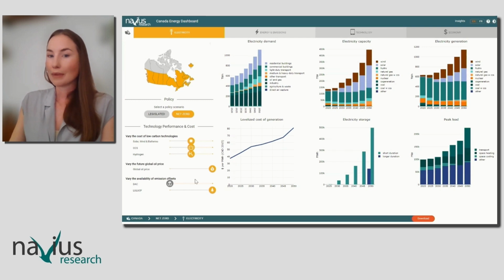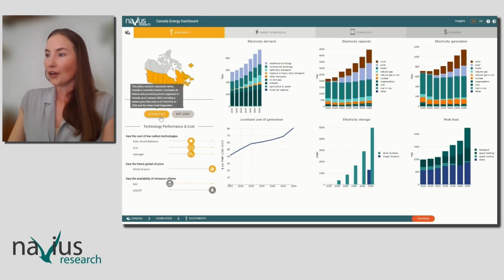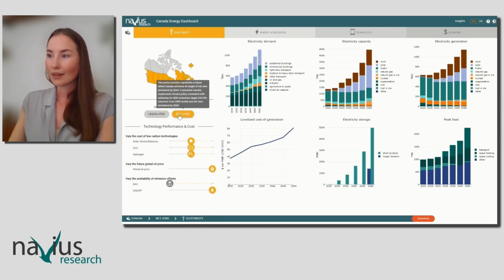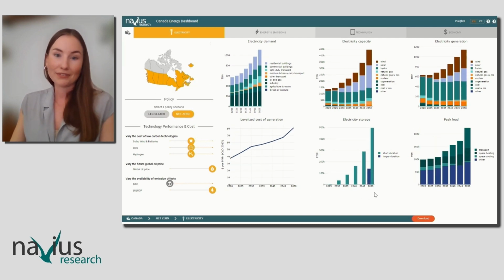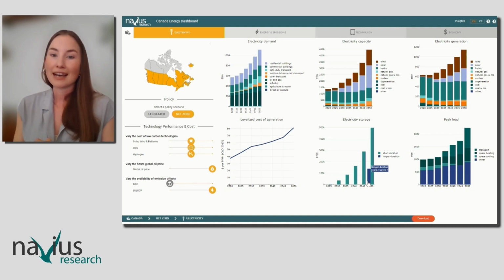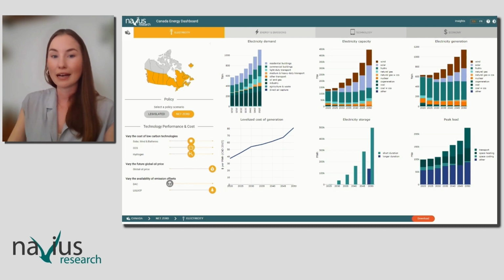Short duration storage capacity is increasing from 160 gigawatt hours in 2050 under legislated policy to 500 gigawatt hours in 2050 under net zero policy. And you can see almost 150 gigawatt hours of longer duration storage kicking in 2050 here as well. And this confirms that electricity demand is expected to increase in a net zero future as Canada's economy electrifies, and suggests that this increased demand will be primarily met by increases in renewables and storage supply.